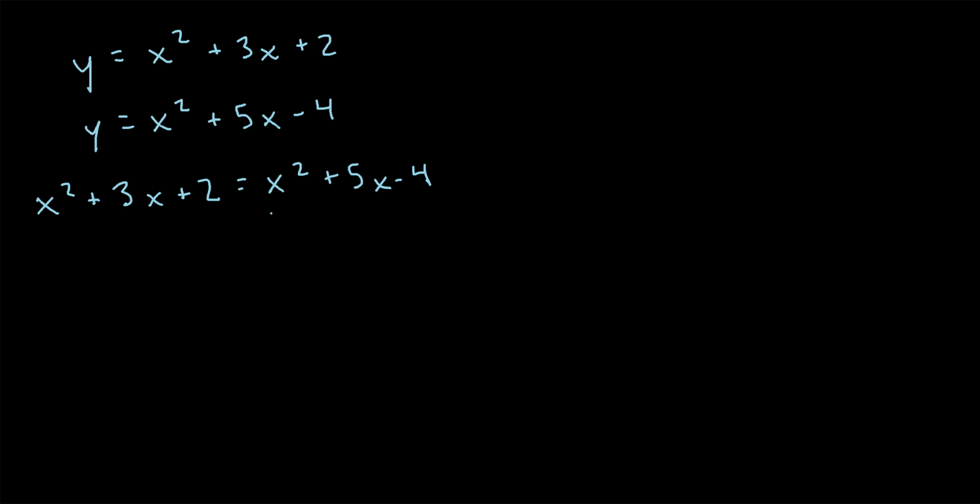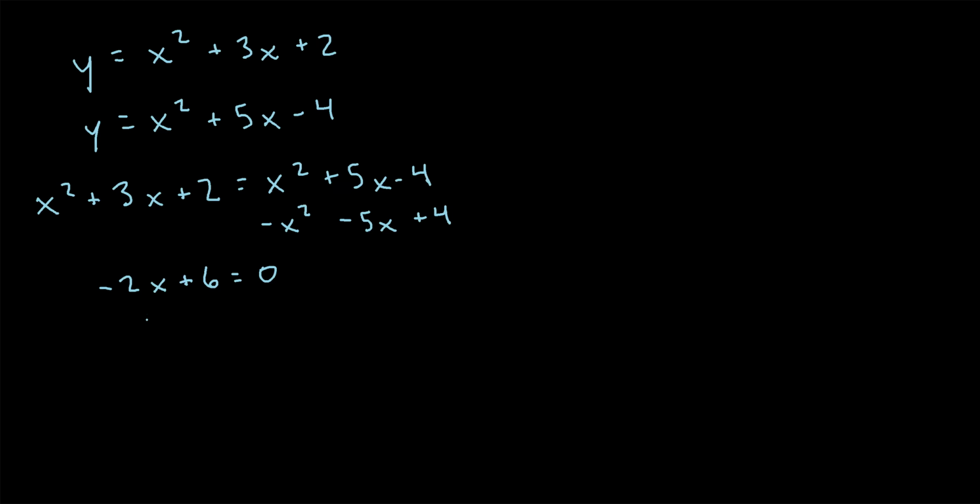The next step is we want to move everything from the right-hand side over to the left-hand side. So for example, we want to subtract x squared. So we'll get x squared minus x squared, so those two just cancel out. And then we subtract 5x. So we'll get 3x minus 5x, that's negative 2x. And then we get this negative 4 over here, we need to add that positive 4. So 2 plus 4 is 6. So we get negative 2x plus 6 is equal to 0.